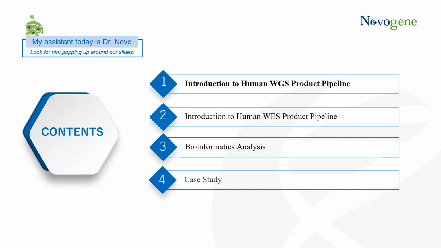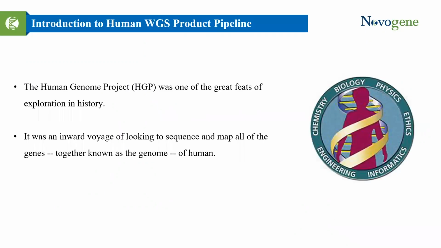First, let's begin with human whole genome sequencing, in short human hWGS. Many of you may have heard of the Human Genome Project. It was the most well-known exploration of the human genome and has become the foundation of modern human genome research. Based on that, human hWGS sequences the whole human genome using high-throughput sequencing techniques.